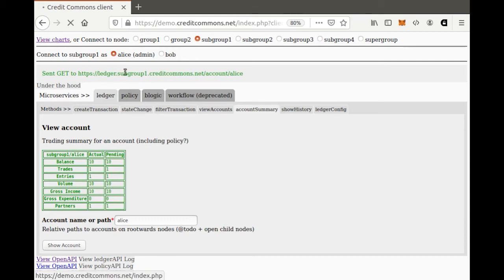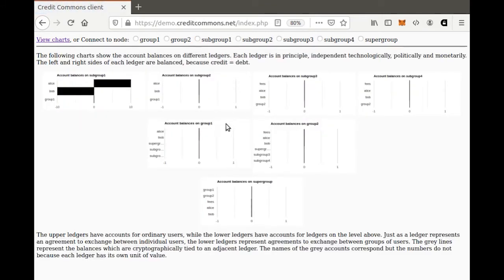So just before we go on, I want to show that you can see the effects of this transaction on Alice and Bob's balances. So Alice is plus 10 and Bob is minus 10. And of course, because it's mutual credit, plus 10 minus 10 equals 0. And that's how we know that the ledger is integral.